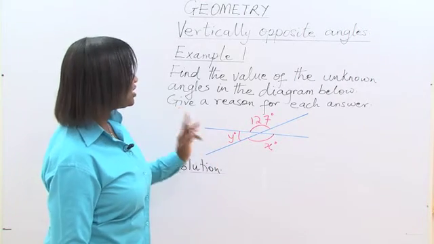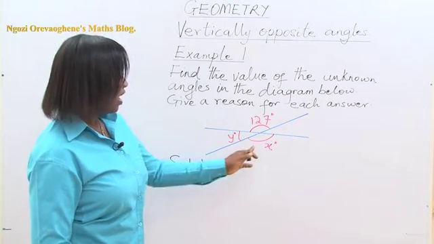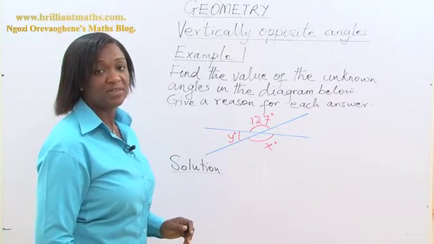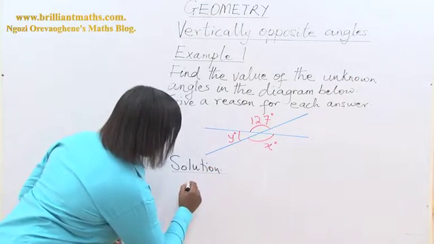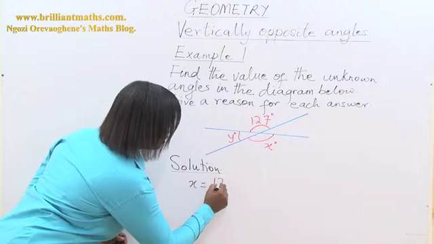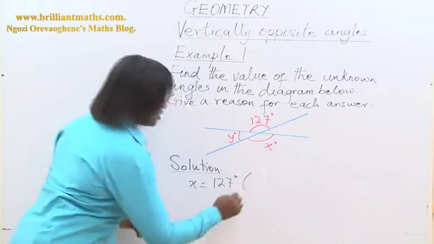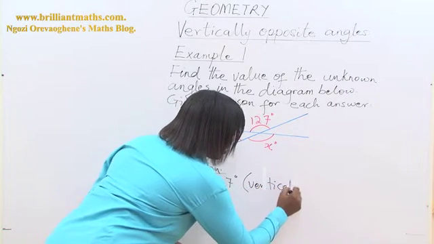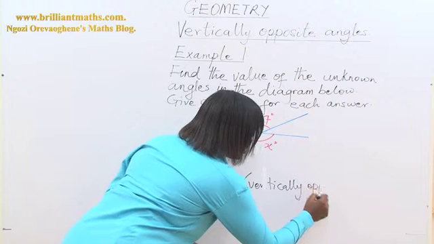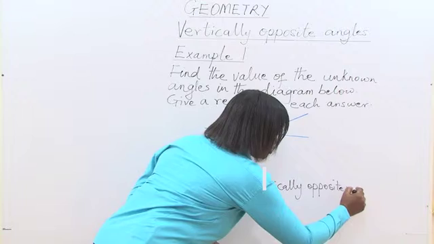We have learned that vertically opposite angles are equal. Therefore, x is equal to 127 degrees. I believe you agree with me. So x is equal to 127 degrees. The reason is vertically opposite angles.